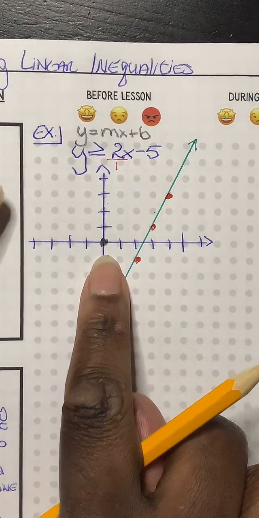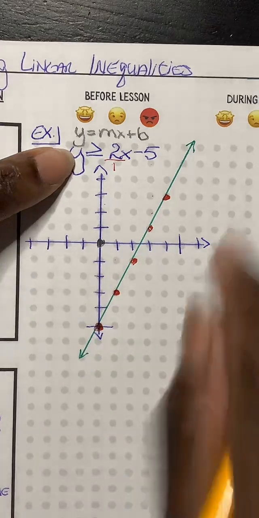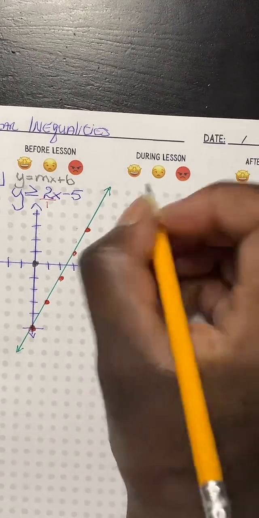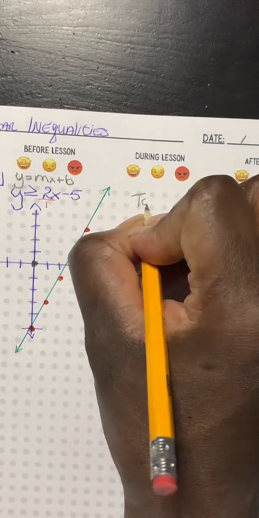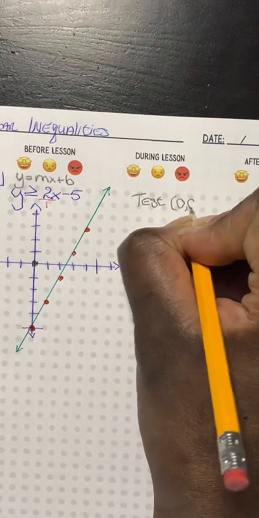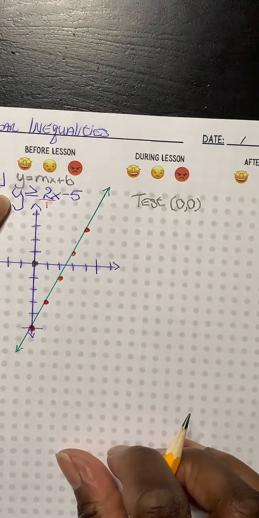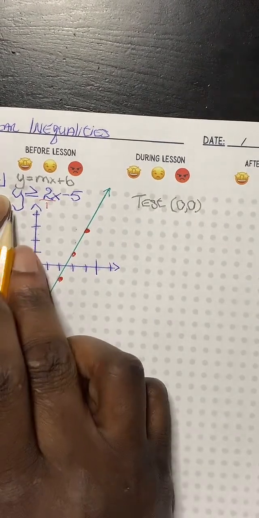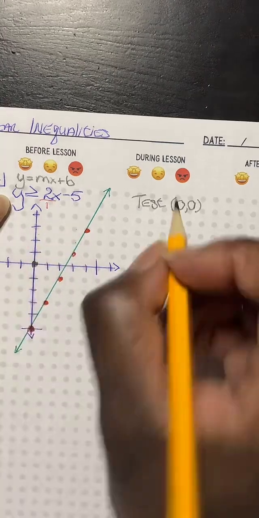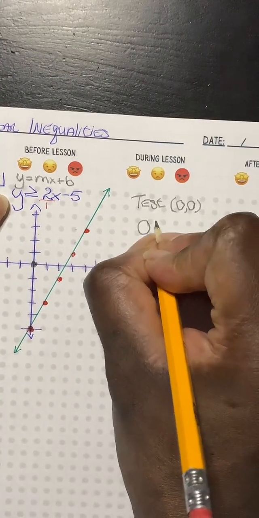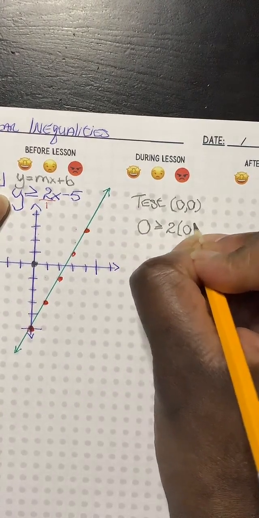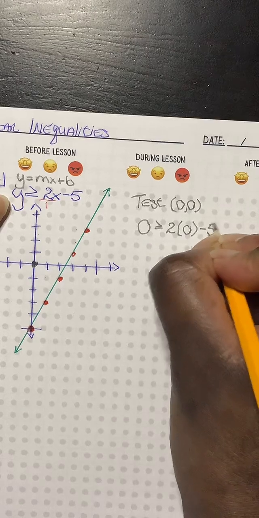So the way that I can test it is I'm going to put it over here. I'm going to see if I can unzoom just a little bit. I'm going to write the word test. And we're going to test with 0, 0. So I'm going to take my inequality. I'm going to plug 0 for the y, and I'm going to plug 0 for the x. So I got 0 is greater than or equal to 2 times 0 minus 5.